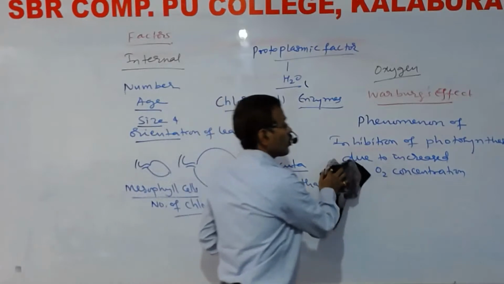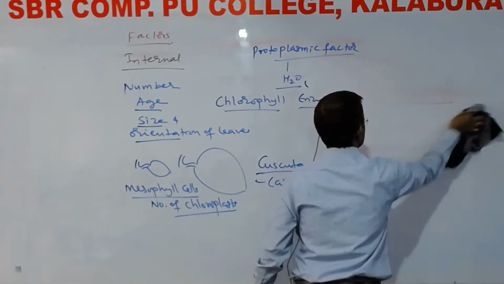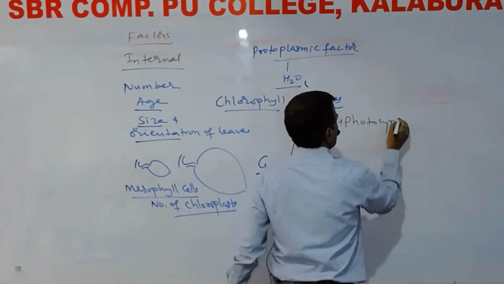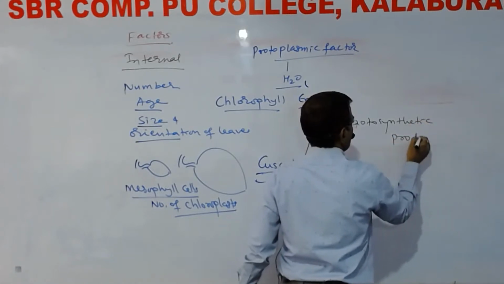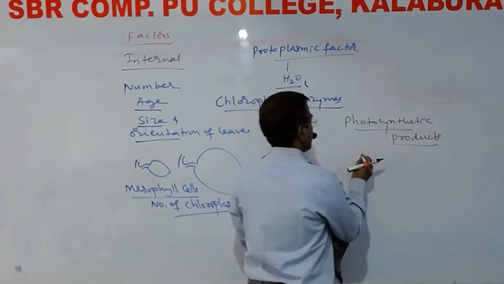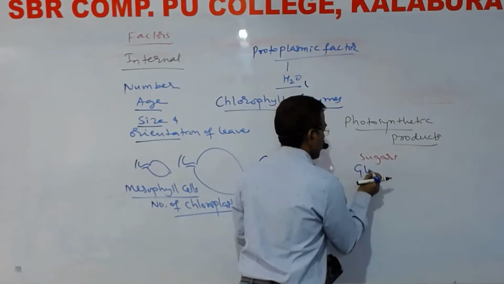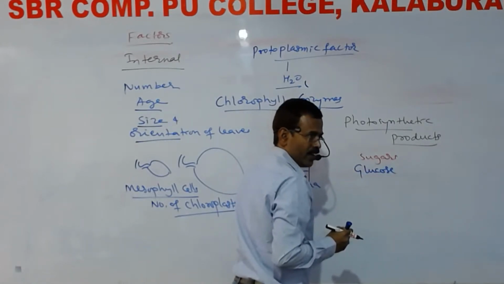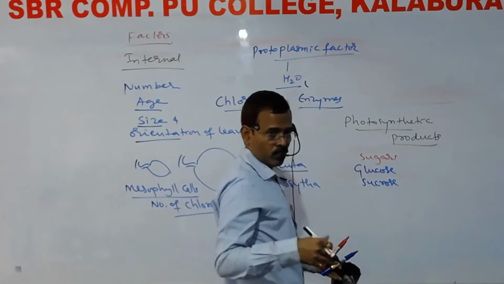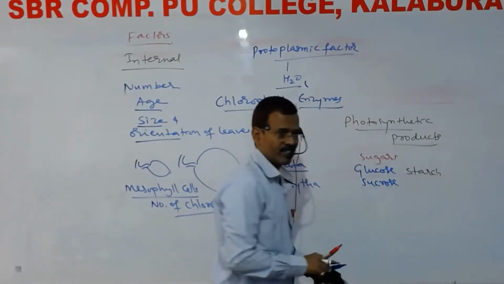Then we have photosynthetic products. Usually photosynthetic products are mainly sugars. Okay, the simplest sugar is glucose. The translocating sugar is sucrose. We have a polysaccharide which is stored as a reserve food material, a storage product, that is starch.